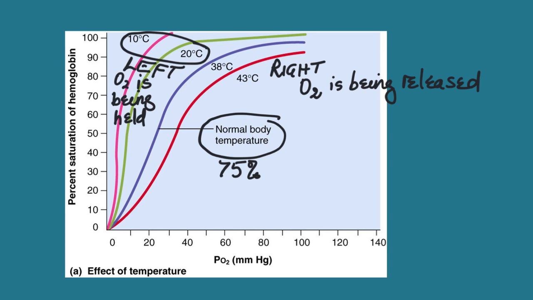So when you look at 43 degrees Celsius, the temperature of a tissue which is very high clearly means that the tissue is metabolically active. So the hemoglobin decides to give up the oxygen. Any curve to the right means giving up the oxygen. Any curve to the left means holding on to the oxygen. So clearly a tissue that's cold, 10 degrees Celsius, 20 degrees Celsius, much lower than body temperature, the hemoglobin decides to hold on to the oxygen and says, well, you're not doing anything. You don't need any oxygen. So the hemoglobin holds on to the oxygen.